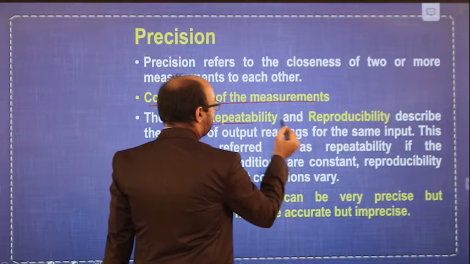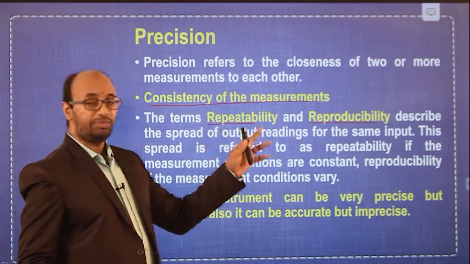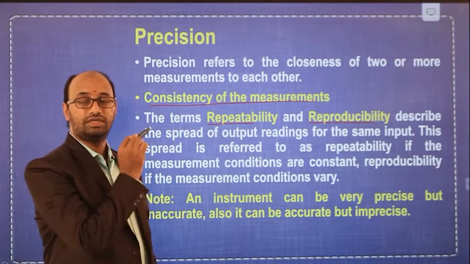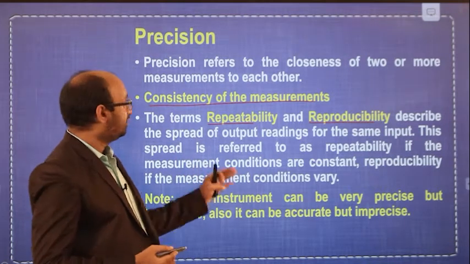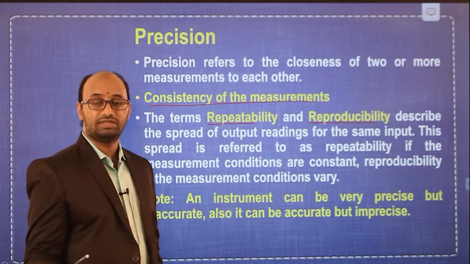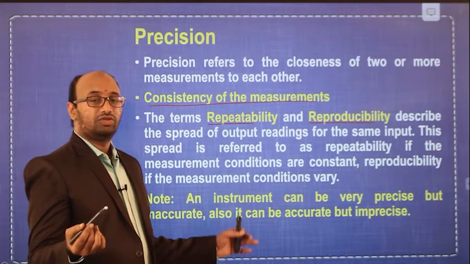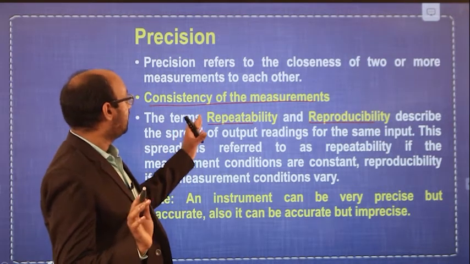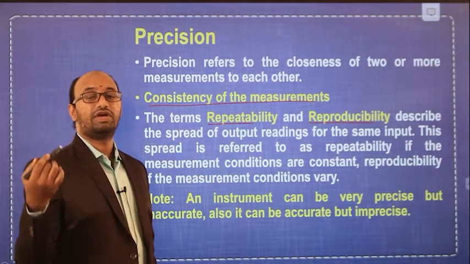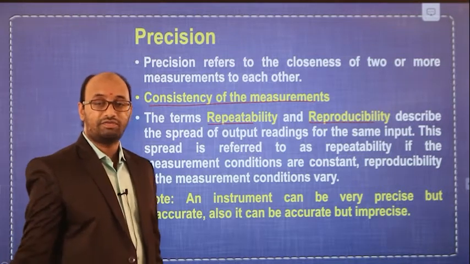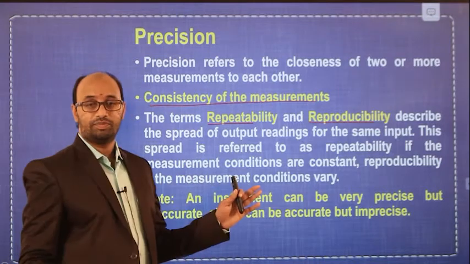And there are two terms which are used synonymously with precision: repeatability and reproducibility. Repeatability means the measurement is done under the same measurement conditions, using the same instrument by the same operator. If the measurement is done by a different operator using a different instrument over a long period of time, the readings observed under these conditions are called reproducibility.